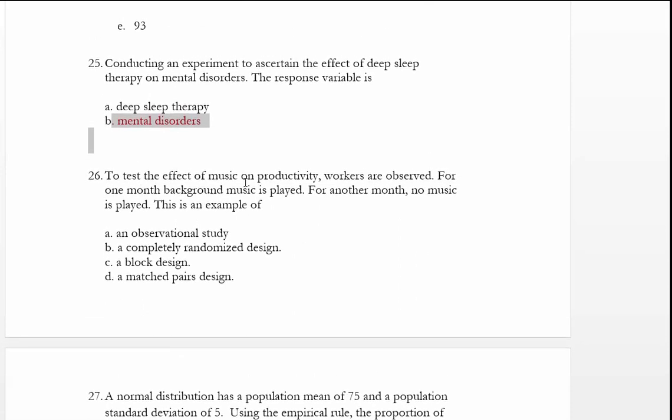And then to test the effect of music on productivity, workers are observed. Be careful about this. I'm going to just go ahead and tell you this is not an observational study. For 1 month, background music is played. For another, no music is played. The reason this is an experiment and not an observational study is that something was manipulated. In this case, the variable being manipulated, the explanatory variable, is whether or not the music was played. So we didn't just observe things, we did something to, or in experimental language, we manipulated an experimental variable, in this case, whether or not music was played.